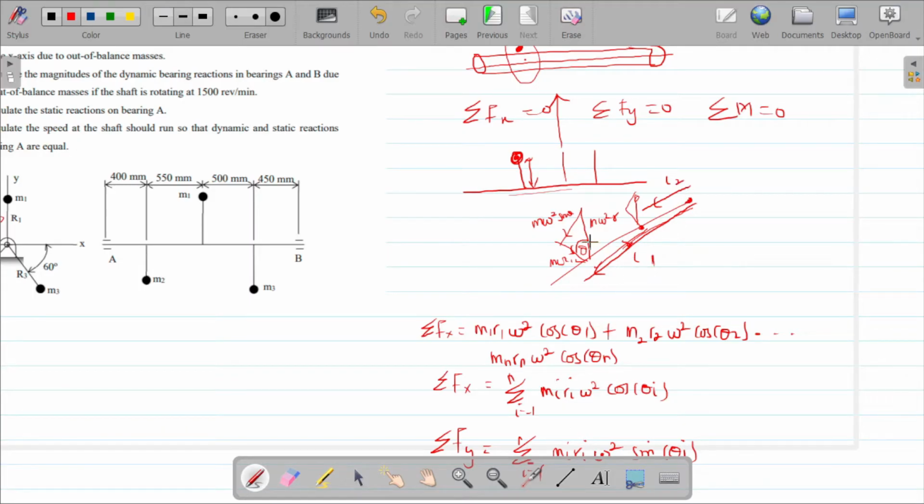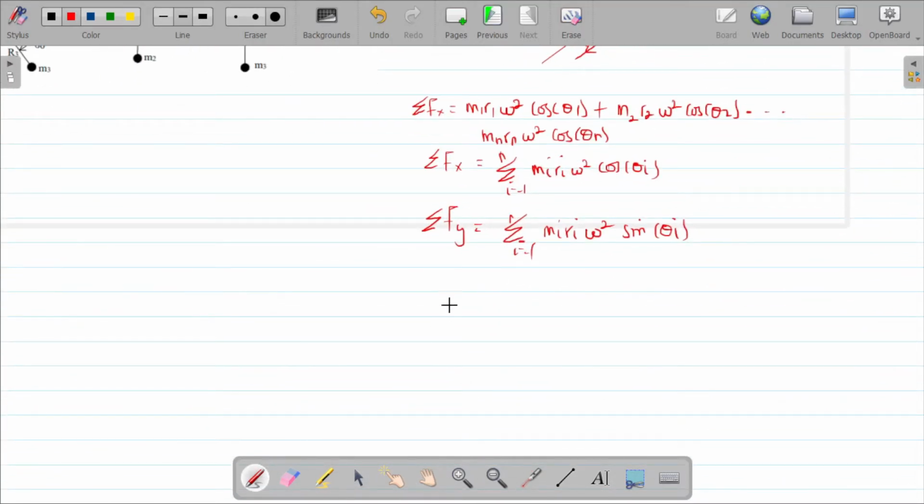Okay, so if I want the moment, this one will be m omega squared r l, right? So the sine component should be m omega squared r l sine theta, and the cos component m omega squared r l cos theta.